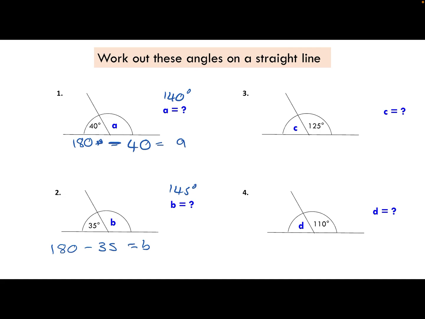Again here, C add 125 is 180. So I'm going to do 180 take away 125. First of all, I'm going to take away 5. I'm going to get 175. Then I'm going to take away 20 and get 155. Then I'm going to take away 100, and then I'm going to just have 55 degrees.